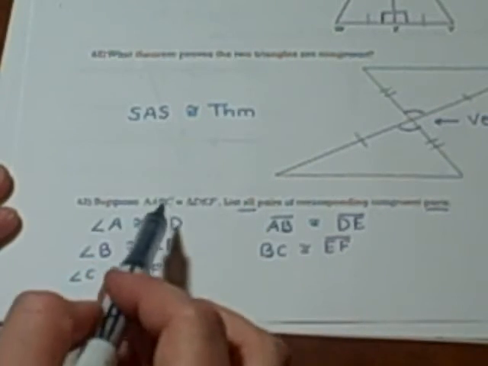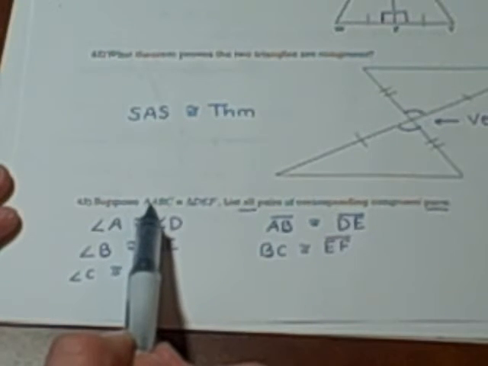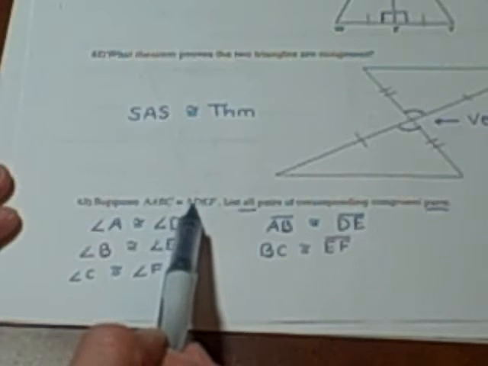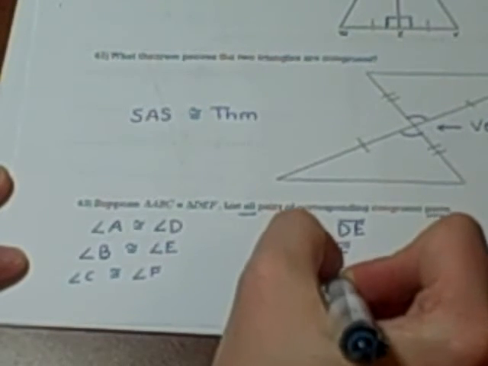And finally, this is the one that's kind of easy to miss sometimes. I would also have another segment going from A to C that would match up with the segment going from D to F. Whoops, I forgot my segment marking there. AC is congruent to DF. Okay, and that's it. Those would be my 6 sets of congruent corresponding parts.